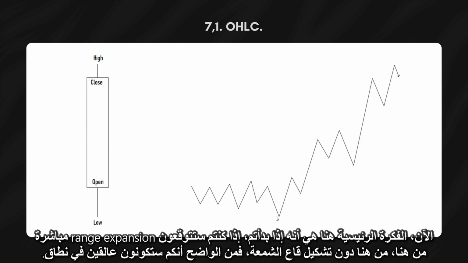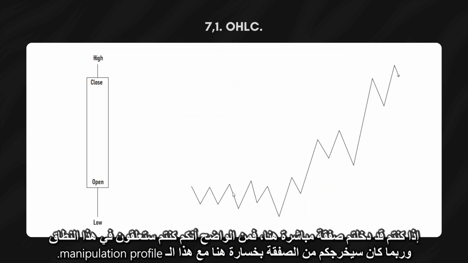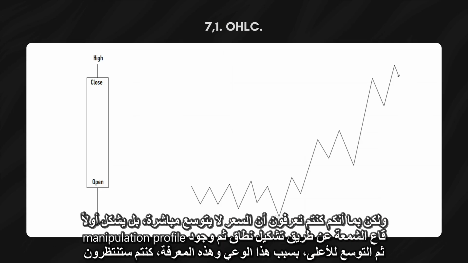Now, the main idea here is that if you were to expect a range expansion straight away from here without it forming the low of the candle, obviously you'd then be stuck in a range. If you had just taken a trade straight away here, then you would have been stuck in this range, and then maybe it would have stopped you out here with this manipulation profile.